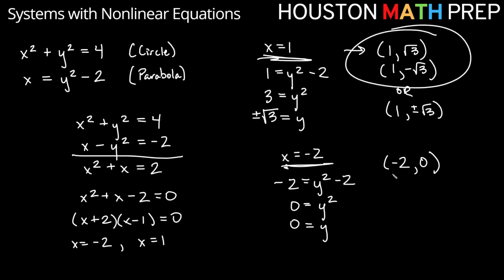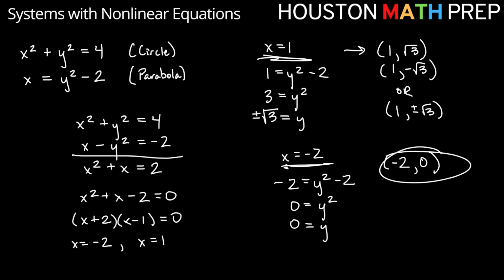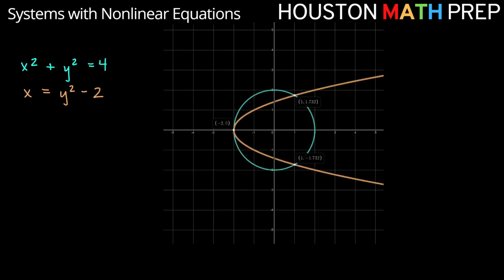So we have 2 solutions here with an x value of 1. We have 1 solution here with an x value of negative 2. And if we go ahead and go to our graph of this nonlinear system, you will see that we do get 3 solutions. We get sort of this symmetry above and below the axis, right? So here's 1 plus or minus root 3. But then it touches just the very left point of the circle, the parabola does, and so we do just get the 1 point there. Okay, 3 solutions for that system.